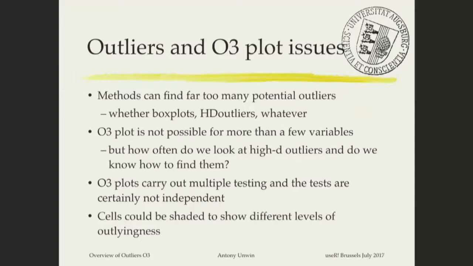But there are, of course, problems of one kind or another. Methods of outliers, every method is described with great glee by their supporters, and they publish articles with very nice examples. But when you apply them to your examples, you then discover you quite often find far, far too many outliers. Doesn't matter what you're using. Sometimes you may also find too few, but that's a bit of an issue. The O3 plot is obviously not possible for more than a few variables.